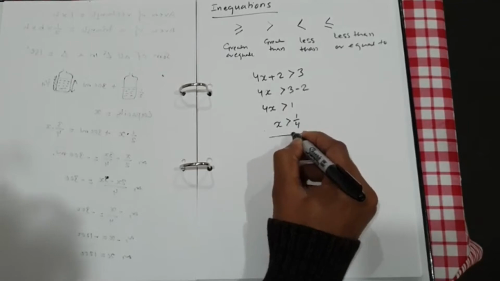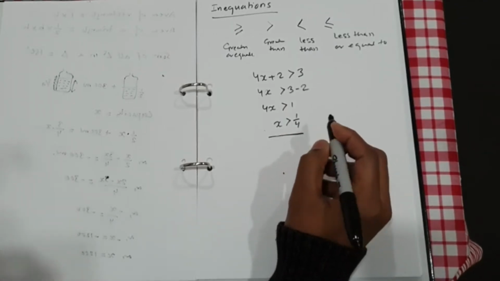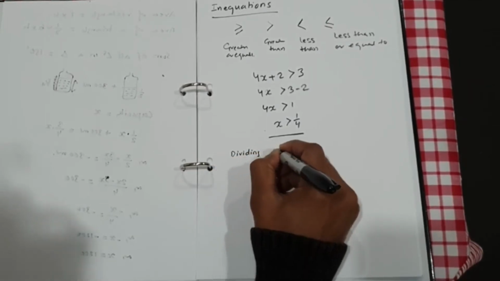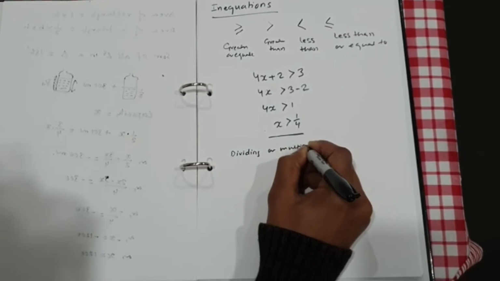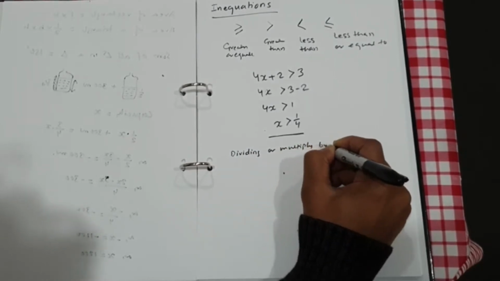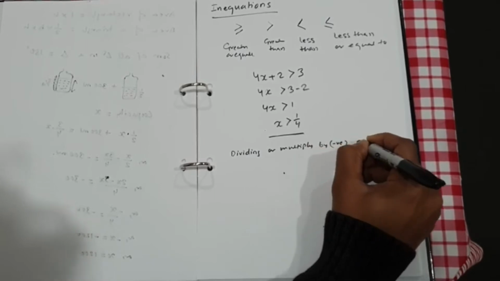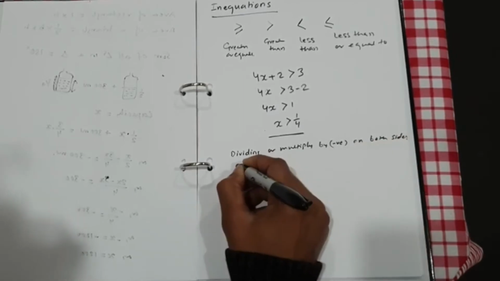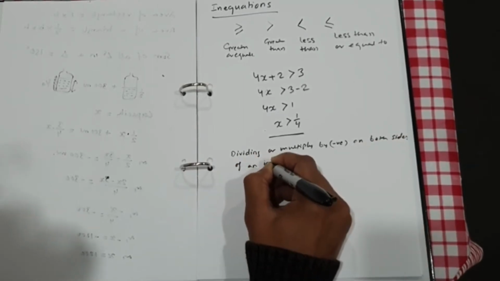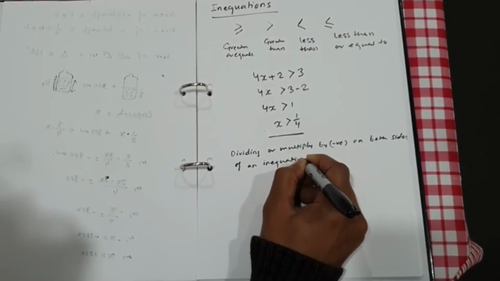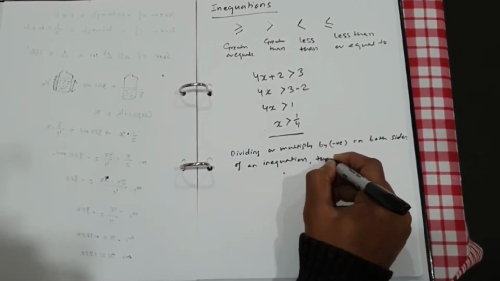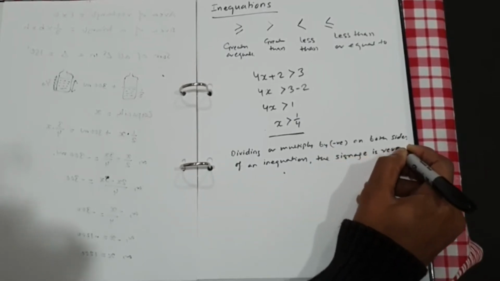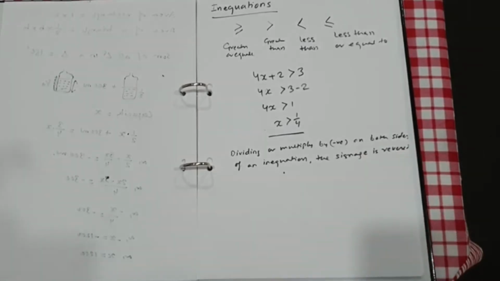Right? The only important thing that we have to be aware of, if you are dividing or multiplying by a negative number on both sides of an inequation, the sign is reversed. Okay.